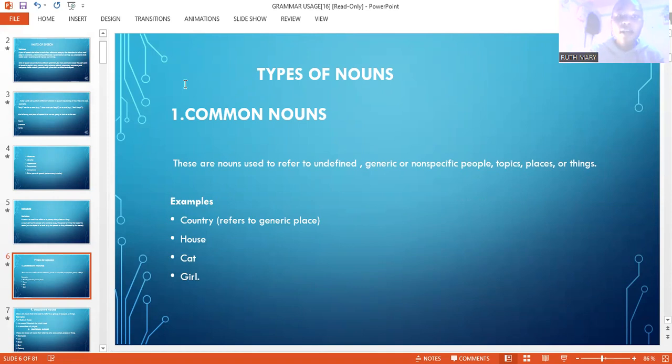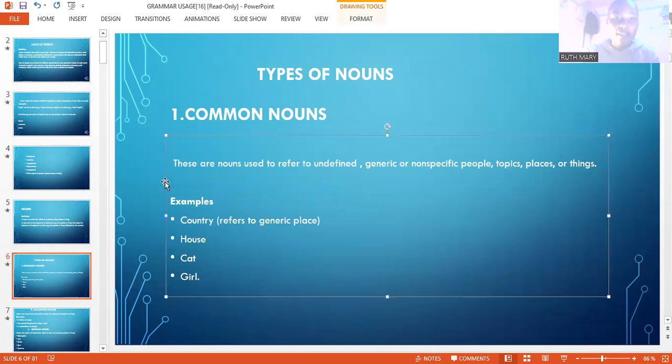Common nouns are nouns used to refer to undefined, generic, or non-specific people, topics, places, or things. Examples: country. The country refers to a generic place. House, cat, and girl.